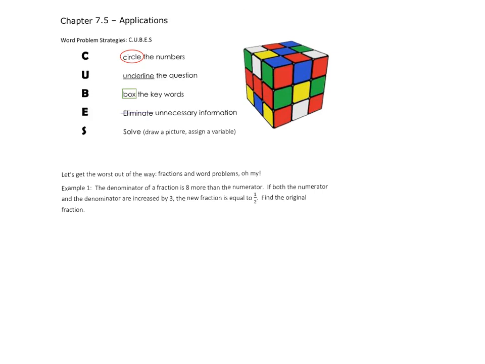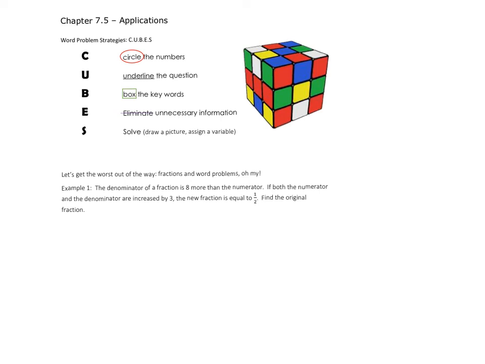In this section, we're going to be solving word problems. The word problems will all have to do with rational expressions, which, if you remember, are things that look like fractions but have x in the top and bottom. So we're going to be taking those kinds of problems and solving them.